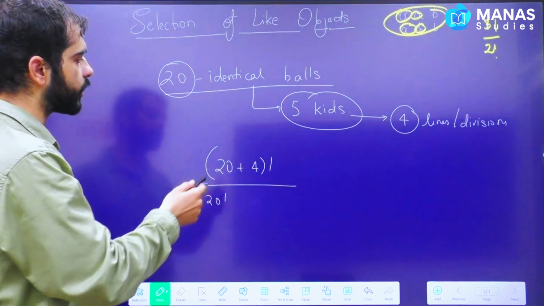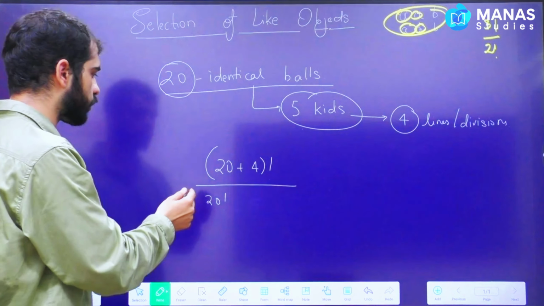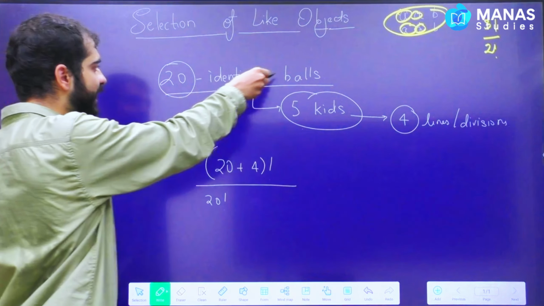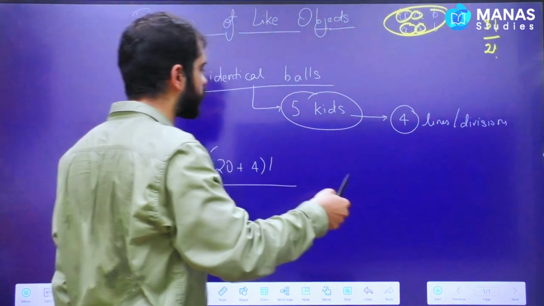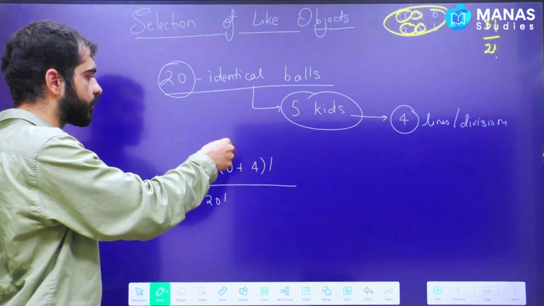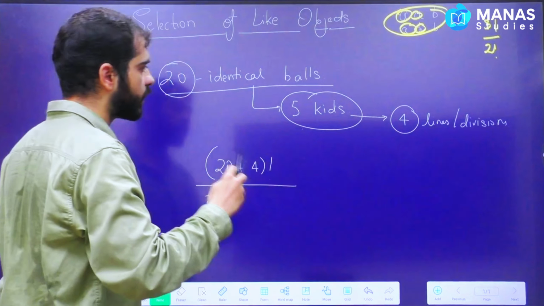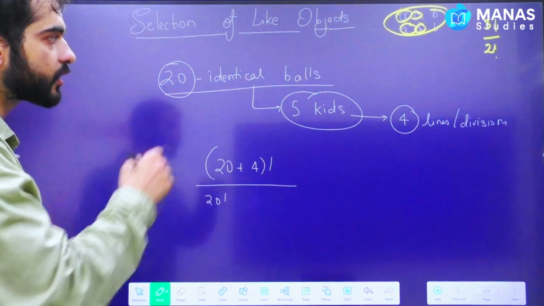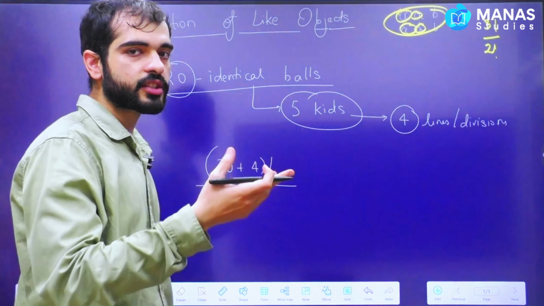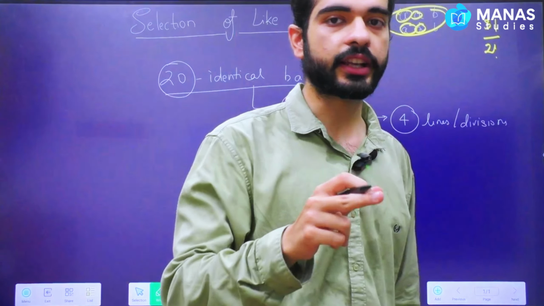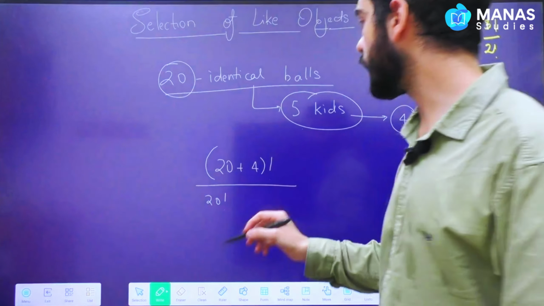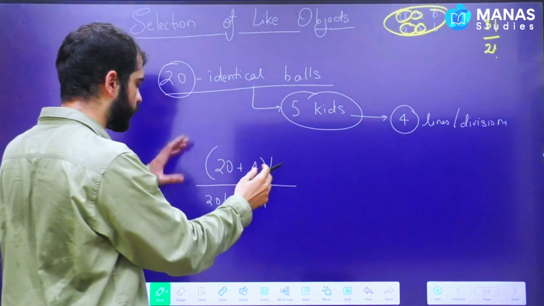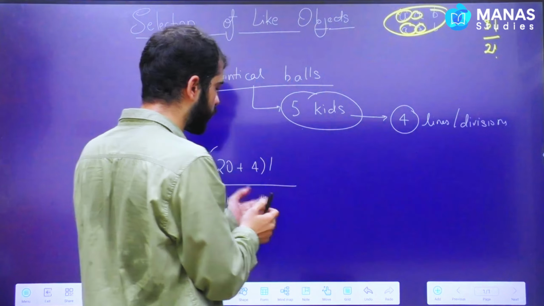If I divide 20 plus 4 factorial by 20 factorial, I'm eliminating all those repetitive countings when these 20 identical balls interchange their places. This formula counted them as separate cases, but in reality they were the same case. Now let's observe what happens to the 4 lines. Since they are also identical, if one line interchanges its place with another line, it will still be the same case. So I again have to divide it by 4 factorial. So my answer is going to be 20 plus 4 factorial divided by 20 factorial times 4 factorial.